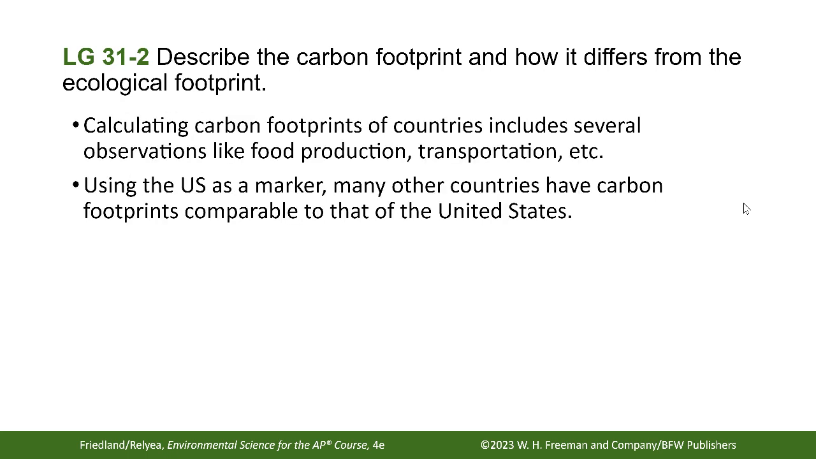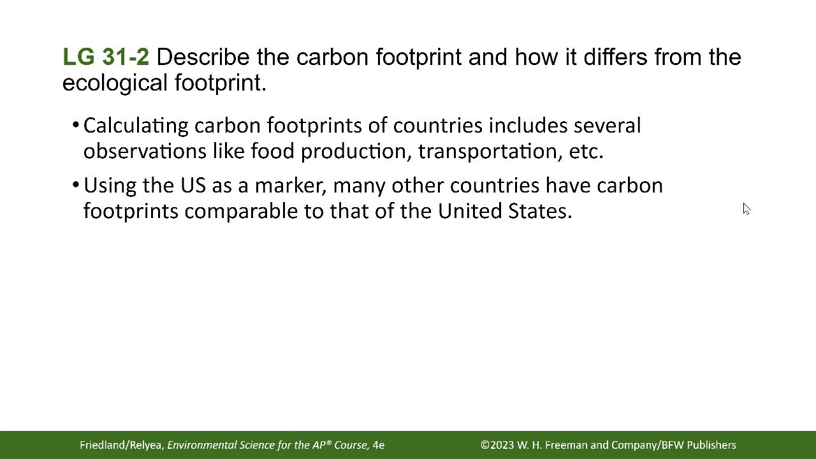Calculating carbon footprints for countries includes several observations like food production and transportation. Using the U.S. as a marker, as a jumping off point, many other countries have carbon footprints comparable to the United States. Even though China has the most CO2 production, per person the United States is way ahead. Per person in China, their carbon footprint is about 10 metric tons for their life. In the United States, it's 17.3.